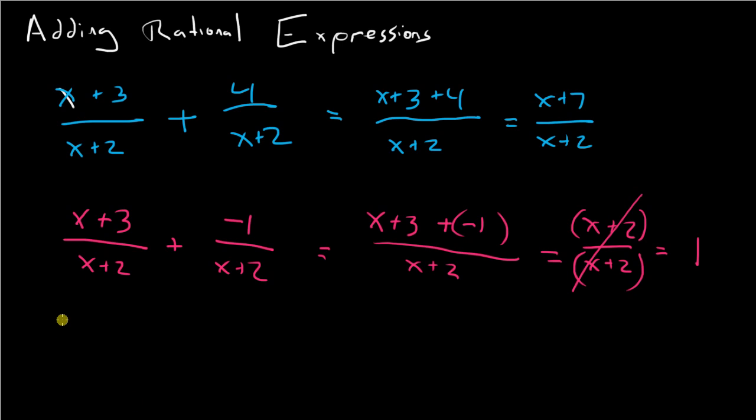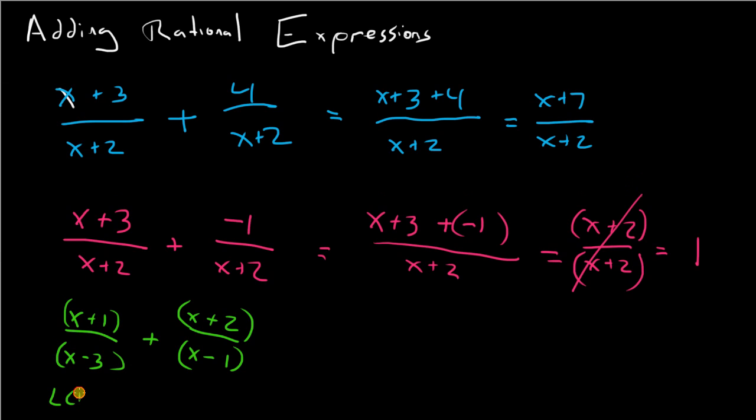So all of that is good, but what happens when we are met with something like this? (x + 1) over (x - 3) plus (x + 2) over (x - 1). Boom, we don't have common denominators. So here we have to find some common denominators. One trick for finding a common denominator is to find the product of all the denominators. In this case, that would be the LCD. Remember, product means times. So it would just be (x - 3) times (x - 1).